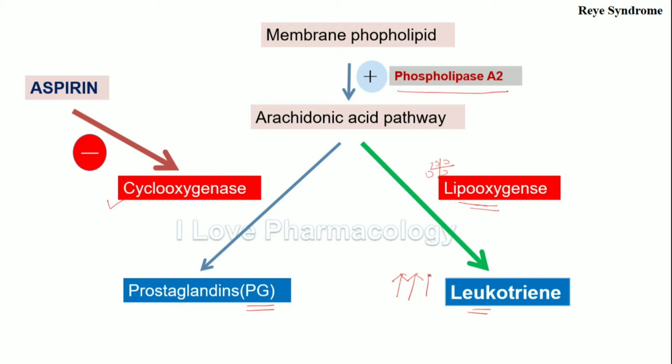What happens when there is an increase in leukotriene production? It is also an inflammatory mediator which can cause anaphylactoid-like reactions. It can cause bronchospasm, allergic reaction, and even death. So you should be very careful. That's why in a bronchial asthma patient, you should avoid giving aspirin, because aspirin will divert the arachidonic acid pathway into the lipoxygenase pathway, where there will be an increase in leukotriene production, and it causes bronchoconstriction in individuals with bronchial asthma.